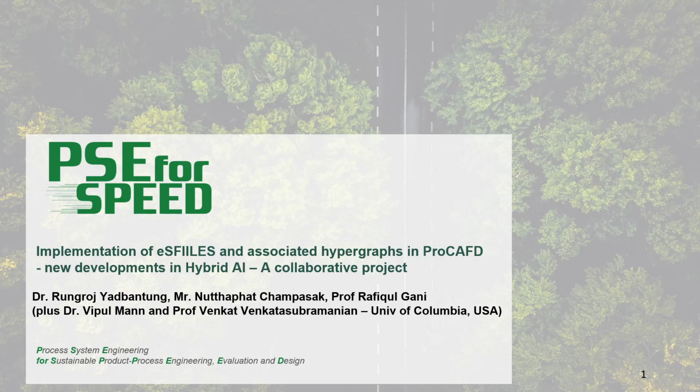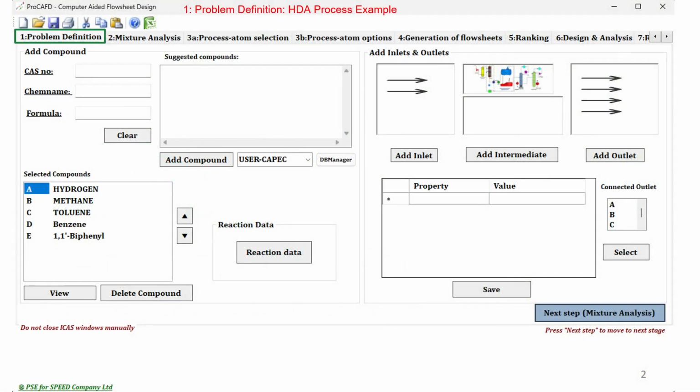The well-known HDA process for hydrodealkylation of toluene to benzene is used as an example for this demonstration. Other case studies are available. The first step is to define the problem. Data needed are the following. 1. Chemicals present in the system, top left. 2. Input streams, flow rates, temperature, pressure, top right, input arrows, just give approximate values. 3. Output streams, desired flow rates, temperatures, pressures, top right, output arrows, just give approximate values.